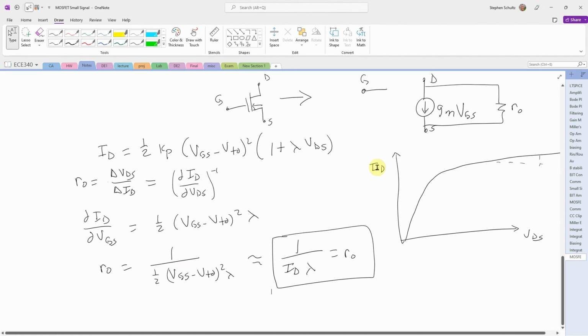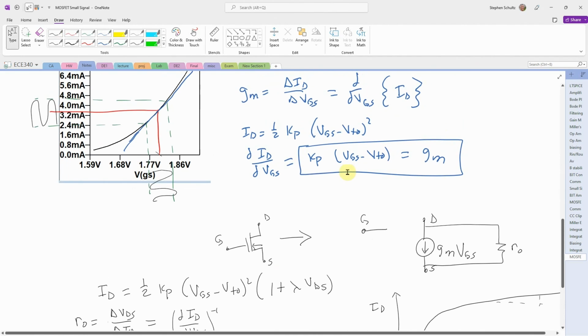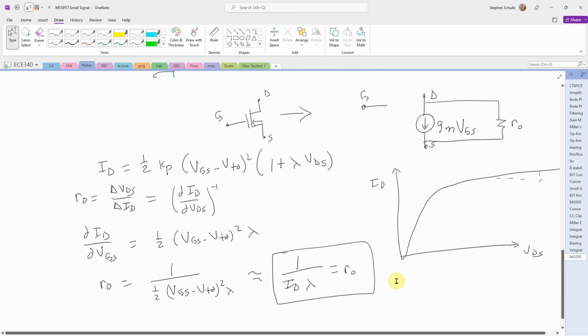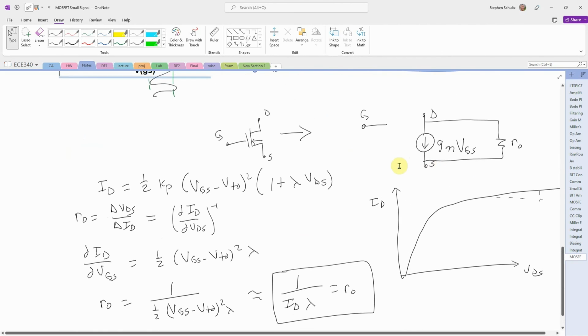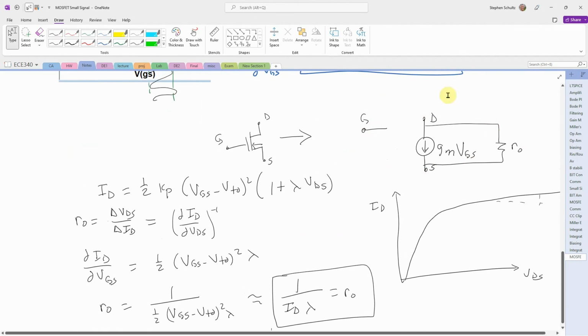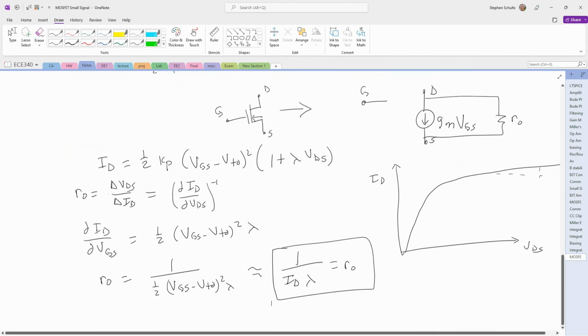Okay, so now we have all this. The gm equation is right here. The RO equation is right here. And then every time I get my MOSFET, I replace it with this model, and then I can solve it.